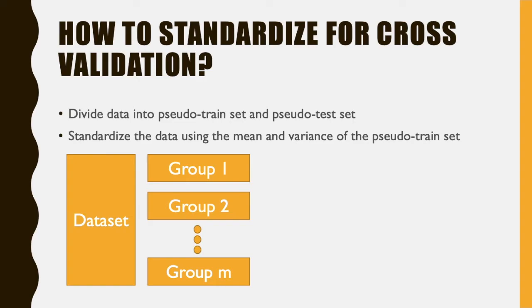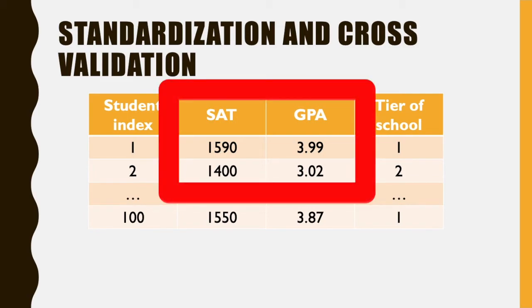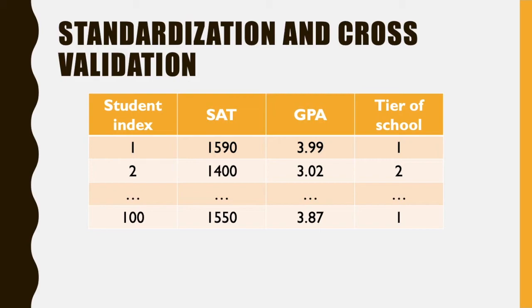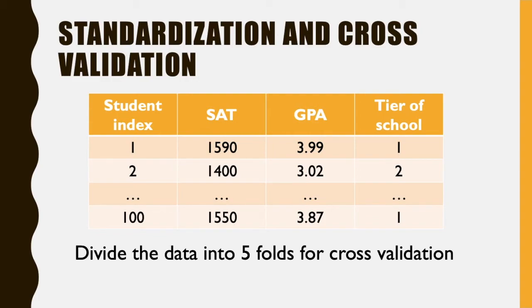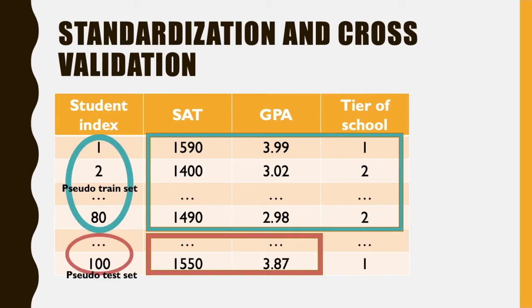Now, let's take a look at a concrete example. We have the SAT and GPA scores of 100 students. We want to use the two X variables to predict which tier of schools the students are going to. The first thing we should do is to divide the 100 students into a few groups. Here, I divide them into 5 groups, each group containing 20 individuals. I use the first 80 students as my pseudo-train set. The rest of the 20 students would be the pseudo-test set.